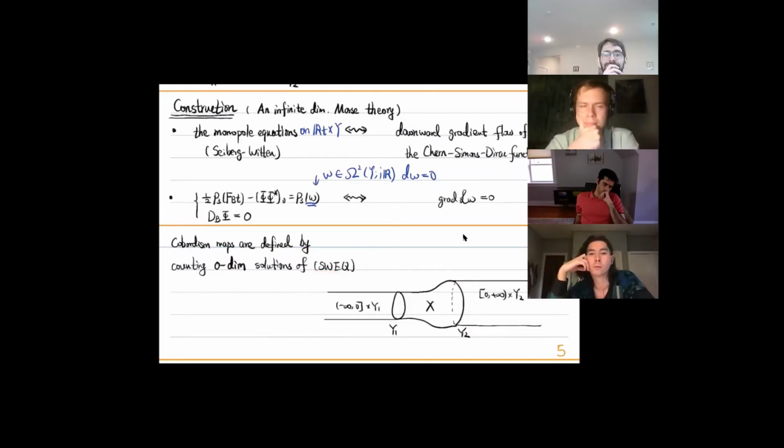So this construction is completely analytic, and we have to understand the properties of these monopole equations very well. But this is also the problem, because the monopole equations are usually pretty hard to solve explicitly. So this Floer homology and this cobordism map are usually pretty hard to compute directly from the definitions.